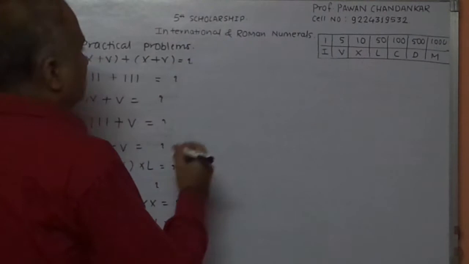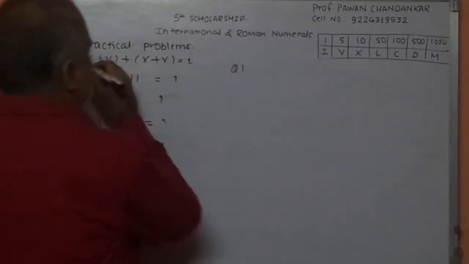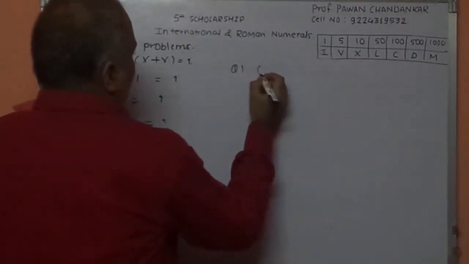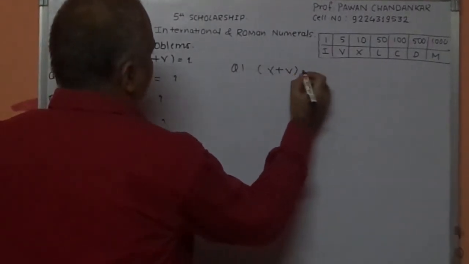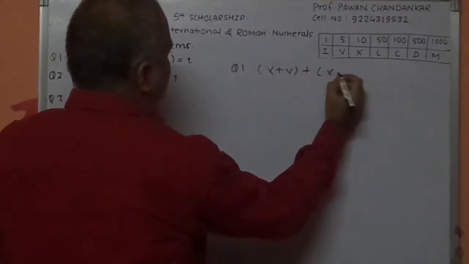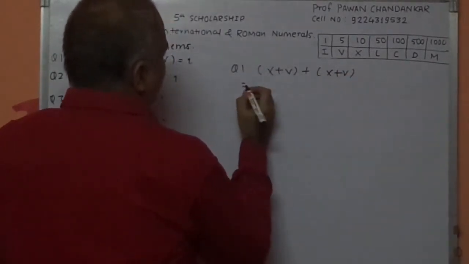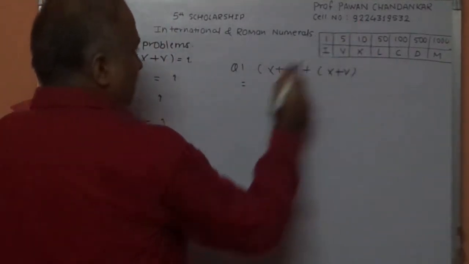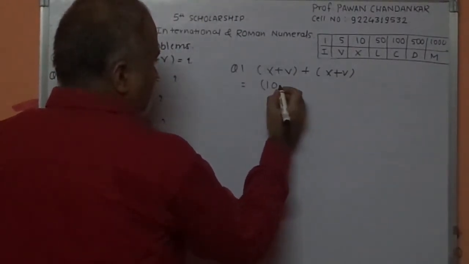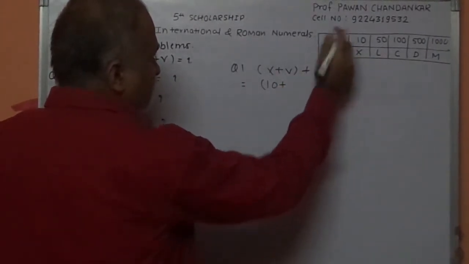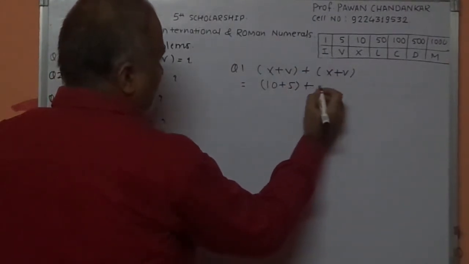Question number 1. Look at this. Let me write this question again over here. It is written in a first bracket X plus V plus X plus V. Now students, X stands for what? X means 10. So against X, let us substitute its numeral. 10 plus V means what, students? 5. So 10 plus 5 in the first bracket.